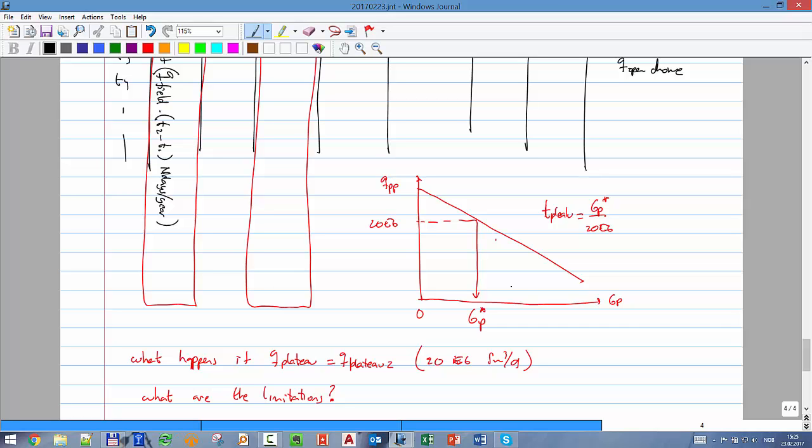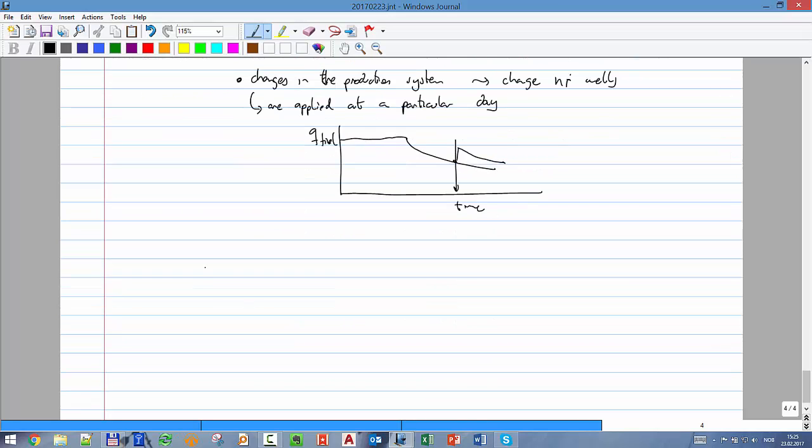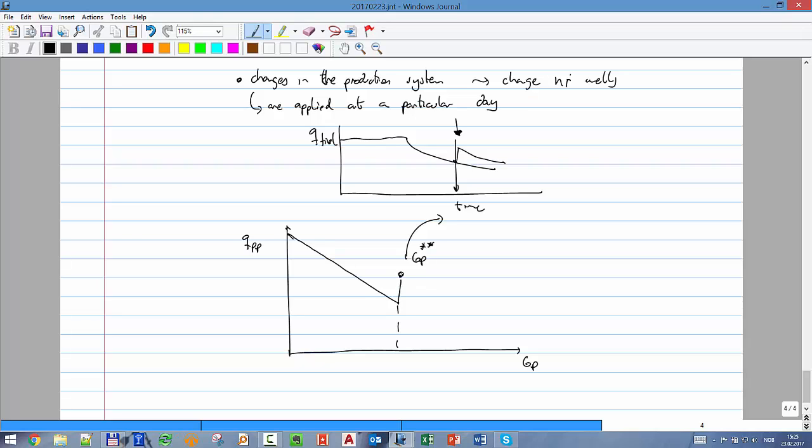We take time out of the equation. But when we make operations, we say here I'm going to install, for example, a compressor. Here I'm going to lower separator pressure. Here I'm going to add one more well. And what happens then? The potential at that point will change, right? So how would it look if we plot QPP versus GP? Initially it was a straight line. At that particular time I had produced one particular GP, let's call it GP double star. It will have a jump, and it will continue with the same decline. So that's one of the inconveniences.